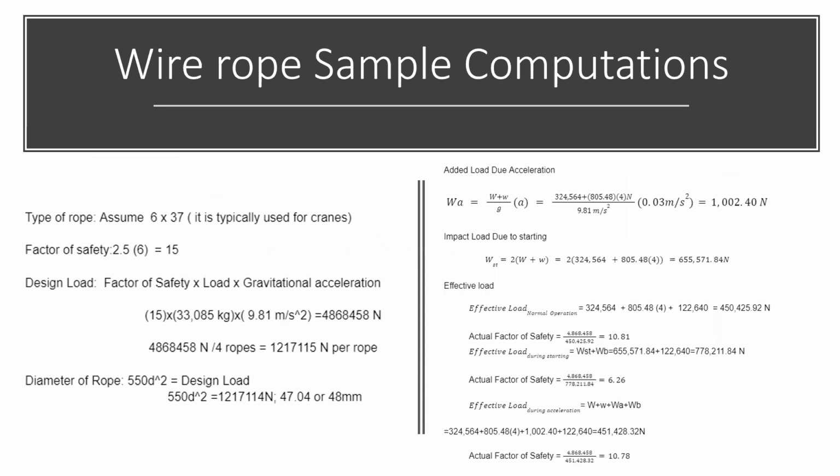Here is our wire rope sample computation. We will use a 6 by 37 type, as stated earlier. And we have a factor of safety of 6, as is usually used for cranes. So we will have a factor of safety of 15. For the design load, we will multiply the factor of safety to the load times the gravitational acceleration.